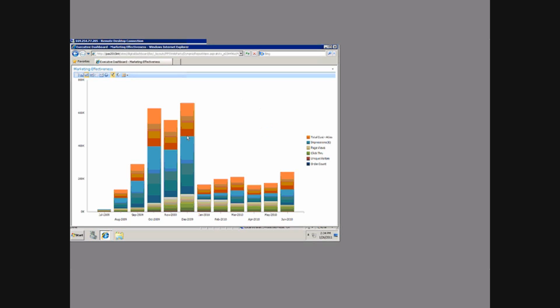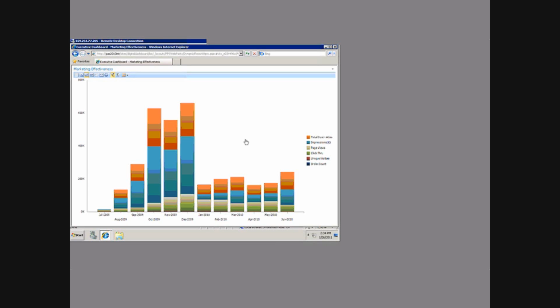You can see that I really started spending more in the last quarter of 2009. And that ultimately gained more impressions, more page views, more clicks, more unique visitors. And I could start gauging the lift. I started spending less at the beginning of the year, however my page views didn't go down.